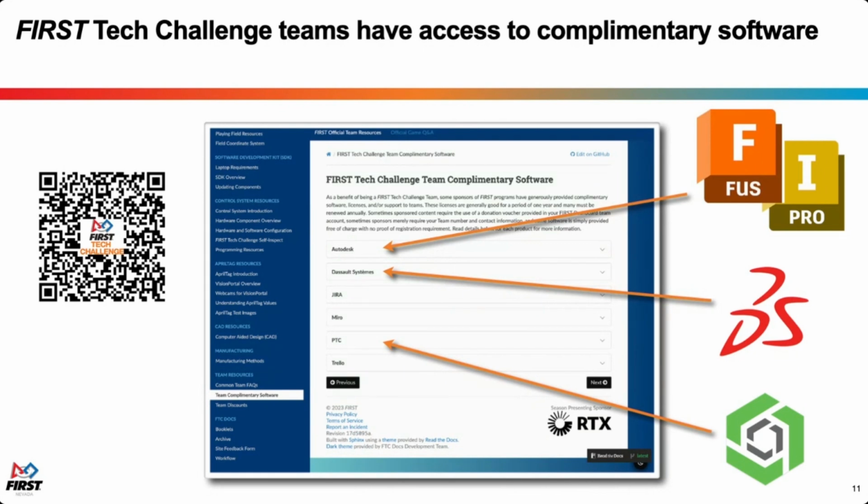Autodesk obviously does Fusion 360 and Inventor. But then SolidWorks is in there. PTC is actually Onshape. So if you were to click on those links, the drop-down menu will open up and give you more information on how your team can actually get these software programs for free. So if you are more interested in following, say, SolidWorks or Inventor, you are welcome to follow those links to get them at a later time.